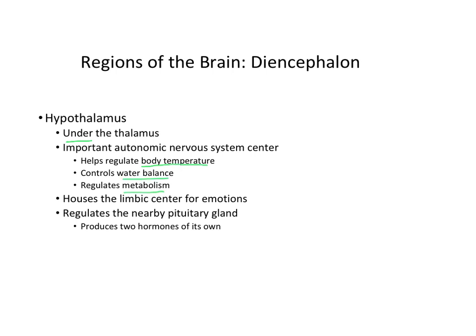It also is kind of the housing for the limbic center, which is where the seat of emotions is, and it regulates the nearby pituitary gland, which is a pretty important gland, and we will talk about that in the future when we talk about the endocrine system. And it also produces 2 hormones of its own.